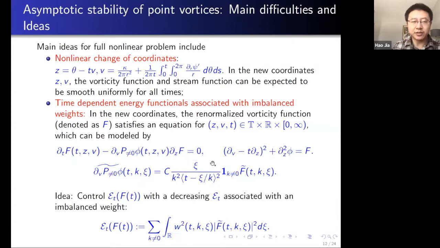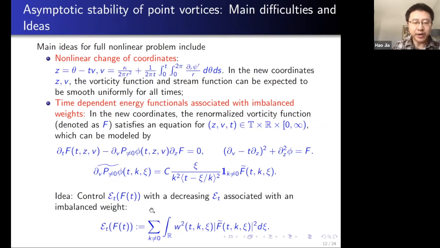So this factor is potentially extremely large if psi is huge and k is not huge. So that's the so-called resonance problem, and dealing with this issue is quite non-trivial. In the end, we can close the estimates and prove smooth control on f by controlling a time-dependent energy functional defined like this, associated with some time-dependent and imbalanced weights.